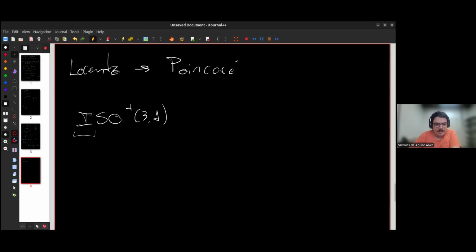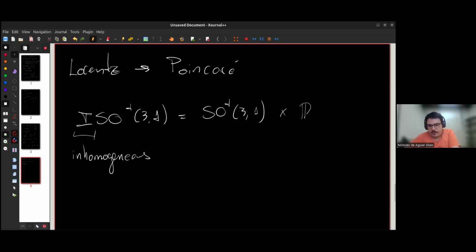So this I is for inhomogeneous. And what I'm going to do now is that this guy is going to be the Lorentz group times R4. Now, this R4 are the translations that I have on spacetime. So both my spatial translations and my time translations.